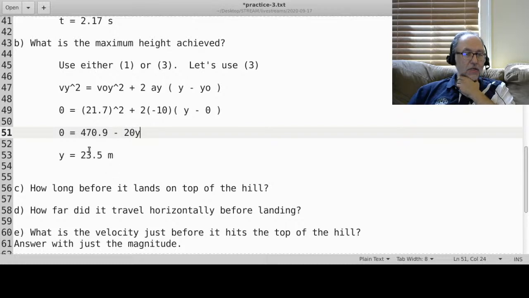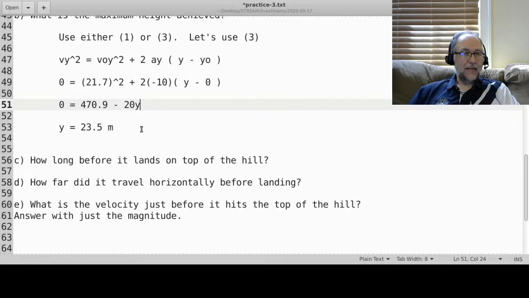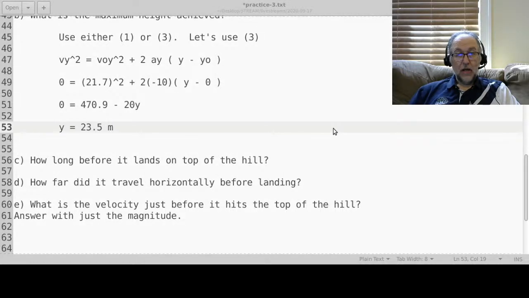Okay, and so now all you do is just solve for y in that, and that's pretty easy. And you get 23.5 meters. Okay, and so that's the maximum height. It better be higher than 20 meters, otherwise it wouldn't get to the top of the hill. If that happens, then I made a mistake. So I'll endeavor not to make any mistakes. So that answers the first two questions.